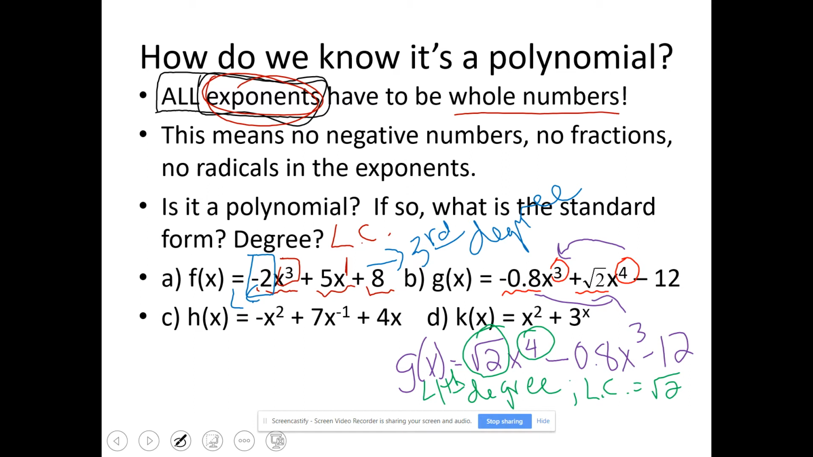Example C, we have x squared, x to the -1st. Well, I'm going to stop right there. Because of that -1 is not a whole number. It's an integer. And so this is not a polynomial.